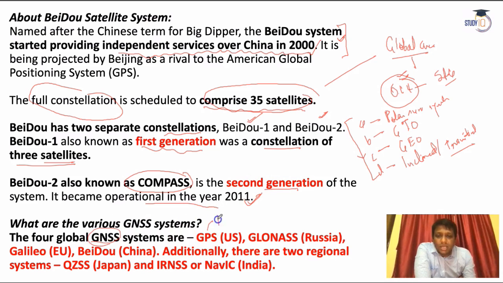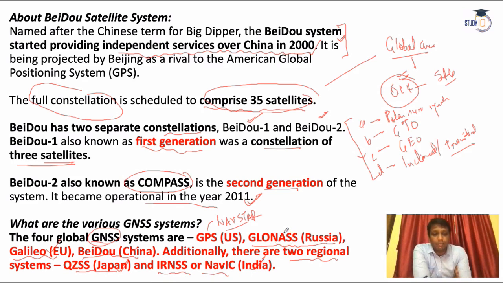In total, 4 global navigation satellite systems are installed. The first is Navstar, as I told you guys, the US based navigation satellite and ranging. The second is GLONASS, Russia. The third is Galileo, European Union. The fourth is Beidou, China. And additionally, 2 regional systems are installed. The one is QZSS, Japan based, and the second is IRNSS NavIC, India based. But the India and Japan systems are only regional, not covering the whole world.